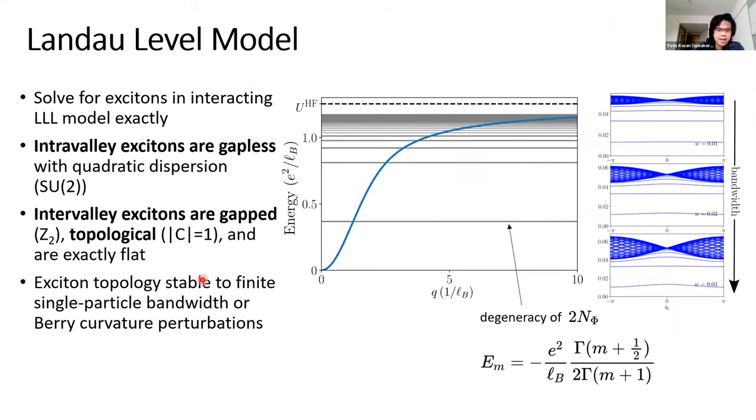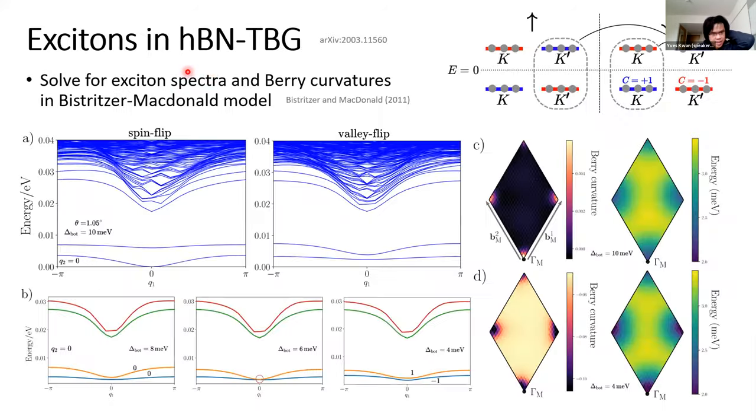And we've also checked that we can perturb the lambda level model slightly. We can, for example, add a periodic potential or perturb the wave function slightly to induce a single particle band curvature perturbation. And this can introduce some dispersion to the intervalley excitons, but the topology is stable for finite perturbations. So, okay, these are the results for this simple lambda level model. Now let's go back to moiré systems. Let's go back to HB and TBG.